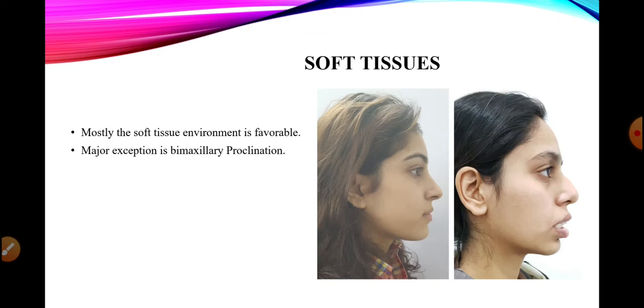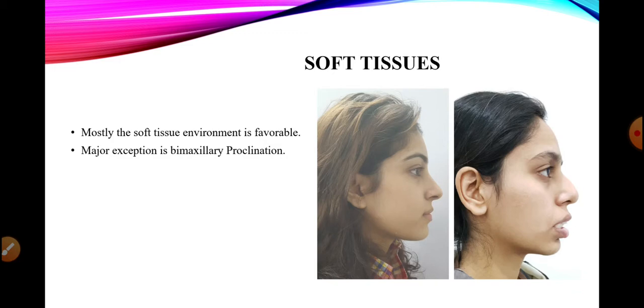And what do we mean by bimaxillary proclination? That both the upper and the lower incisors are proclined. Both the upper and the lower incisors are proclined, but they are meeting at the cingulum plateau. Therefore, according to incisor classification, they come under class 1 malocclusion.